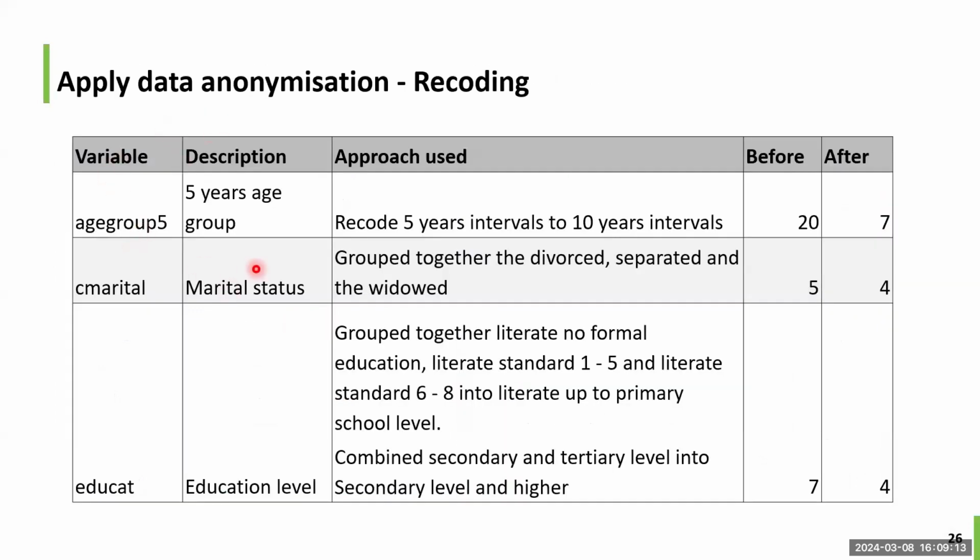And then this is what we did to the categorical variables. We had 5-year age groups. We recoded them into 10-year intervals. We had 20 categories. We ended up with 7. Marital status, we grouped together divorced, separated, and widowed. Already some researchers will raise eyebrows to say, no, divorce is different from separated and so on. But you're doing this to make sure that your data is less disclosive. And then education, this is what we did. So that's recoding.